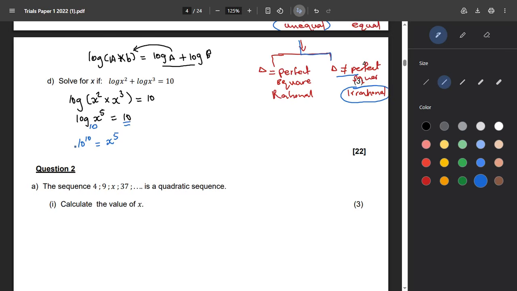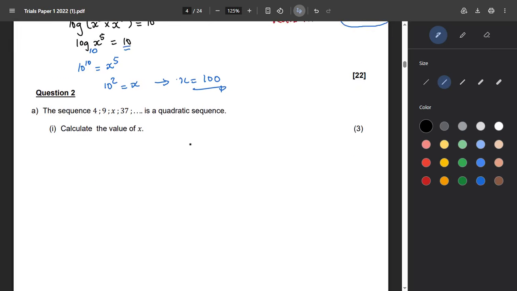So now, what will happen from this is that this is the same as saying 5 goes into 10 how many times? 2 times. So this is the same as saying 10 to the power 2 is equal to x, which gives us 100. So x is 10 times 10, that's 100. Then this is how it is solved. Then you can definitely collect all those 3 marks.